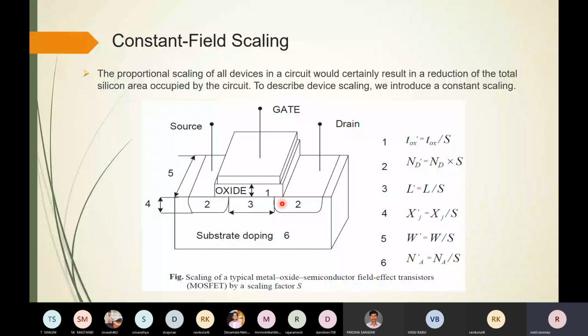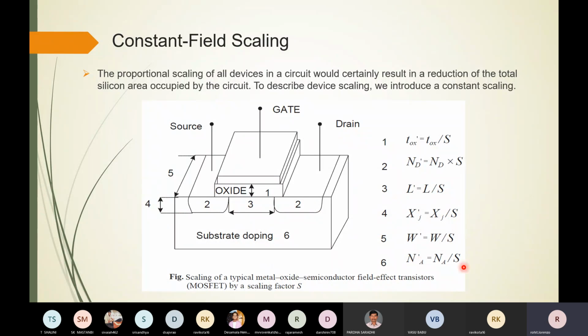Now you can see the doping concentration. We are multiplying it, because we have to maintain the proper electric field. The length is also scaled down by S. The junction depth, xj, is also scaled to xj by S. Width is W by S, and the substrate doping Na is multiplied by S.